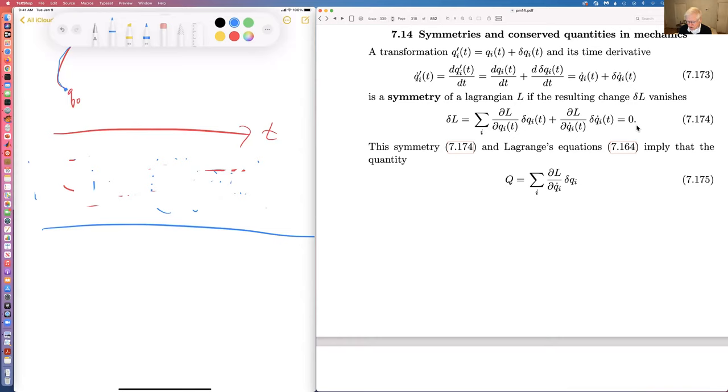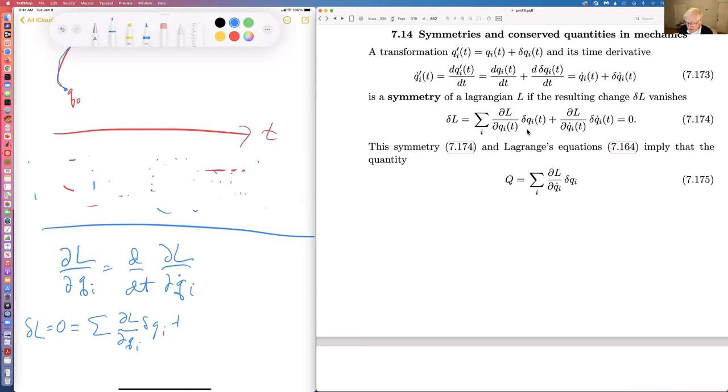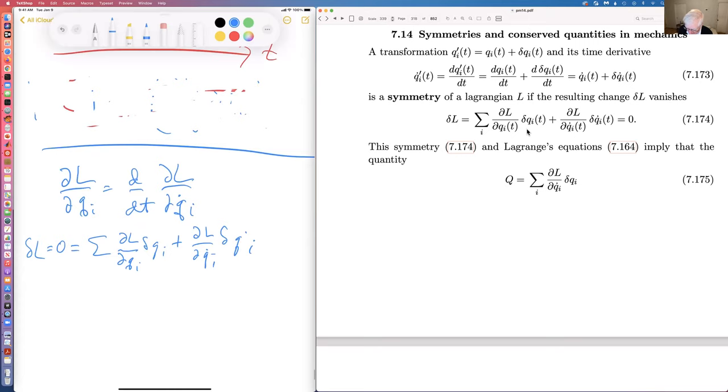And of course, Lagrange's equations are partial L partial Qi is equal to d/dt of partial L partial Qi dot. And so this expression here, delta L, which is zero, is a sum of partial L partial Qi delta Qi, plus partial L partial Qi dot delta Qi dot. What is that? Well, that is d/dt of the sum of partial L partial Qi dot times the change in Qi.